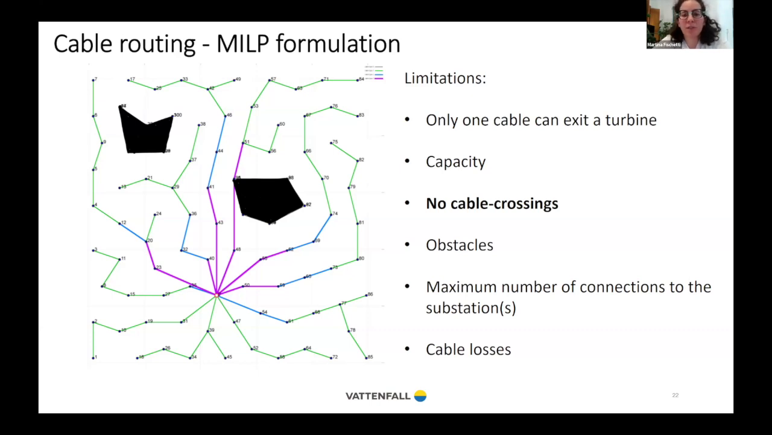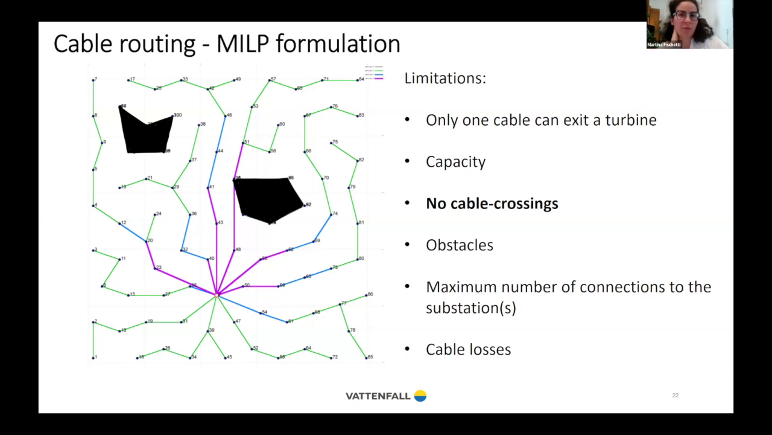But it's true that it is a good rule of thumb to not have cable crossing, and in practice this was always the solution preferred by the company to avoid risks. So as you can see, for example, in this graph that I'm showing here on the left, this is a feasible solution as we do not have any cable crossing.